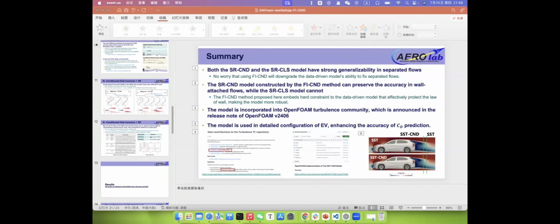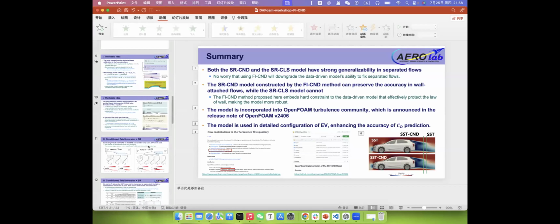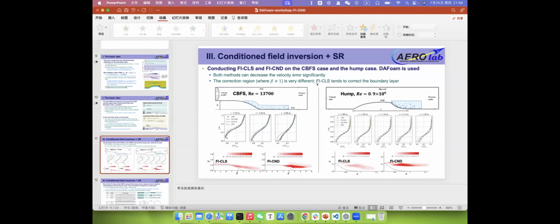I'll share my screen again. Can you see my screen now? Yes. Okay. The training set includes 2 cases. The first one is the curved backward facing step case, and the second one is the NASA hump case. So I performed the classic field inversion and conditioned field inversion on both cases, and then I mixed the data sets, the two different geometries' data sets, and then I trained the model. So the training set has basically 2 cases included to capture both the low Reynolds number characteristics and the high Reynolds number characteristics.